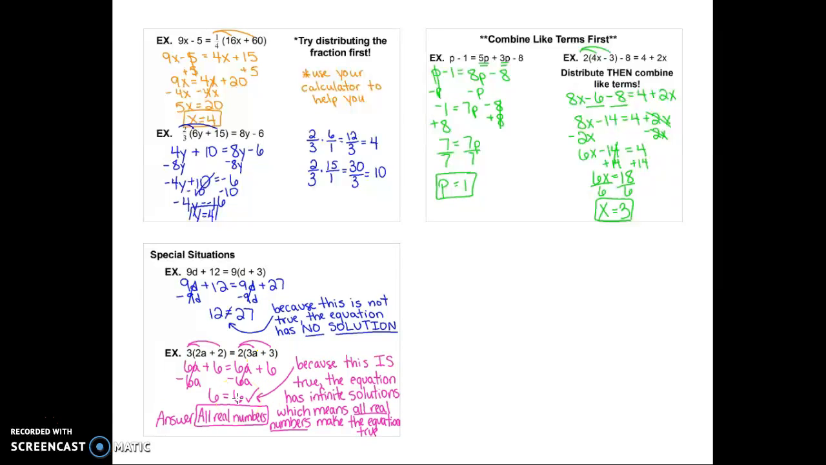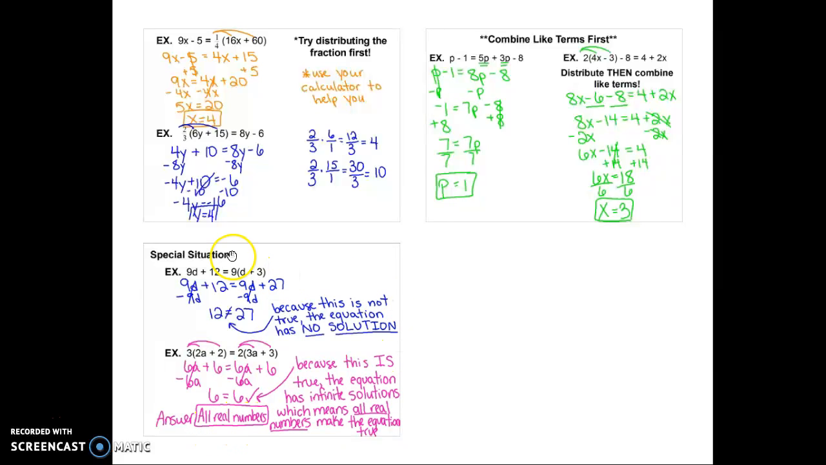Now again, you have to decide, is this statement true or false? 6 equals 6 is a true statement. Okay, so because this is a true statement, your equation has an infinite amount of solutions. Okay, that means that all real numbers, so any real number that you put in for a will make this equation true. Okay, so your final answer then is all real numbers.